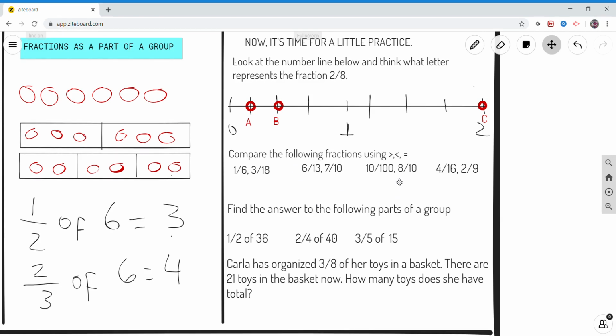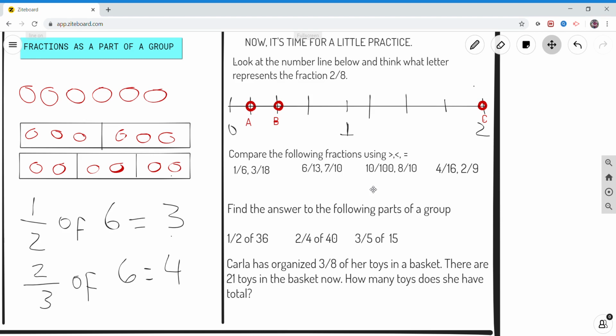Is 10/100 greater, less, or equal to 8/10? So 10 hundredths are less than 8/10. If you try to use the division method, 10 hundredths are equivalent to 1/10. And 8/10 is greater than 1/10.